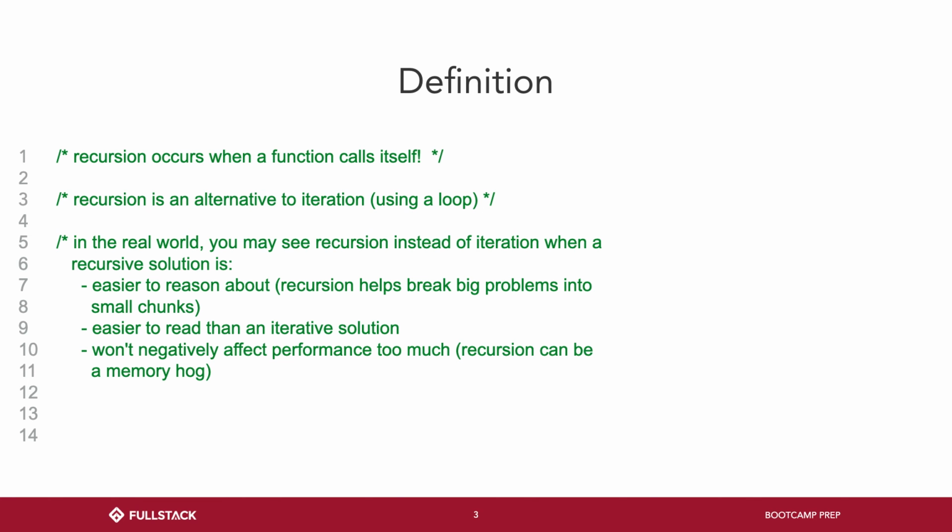Recursion occurs when a function calls itself. Recursion is an alternative to iteration using a loop. Anything that can be solved by looping can be solved recursively as well, and vice versa. In the real world, you may see recursion instead of iteration when a recursive solution is easier to reason about. Recursion helps break big problems into smaller chunks, and it's sometimes easier to read than an iterative solution. However, it does sometimes affect memory, but it won't affect performance that much.